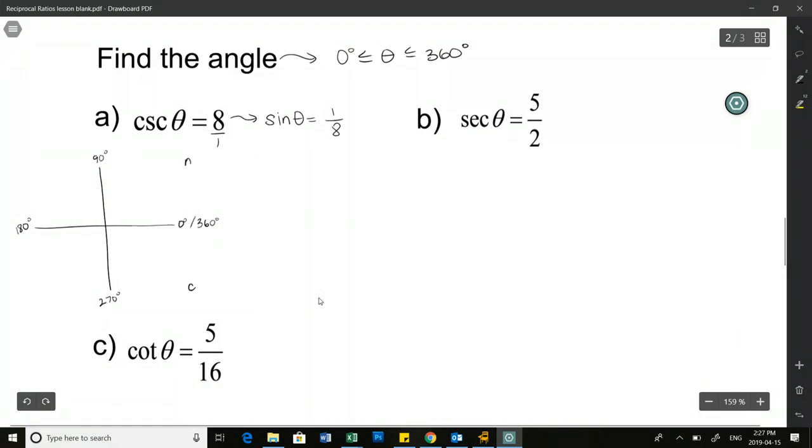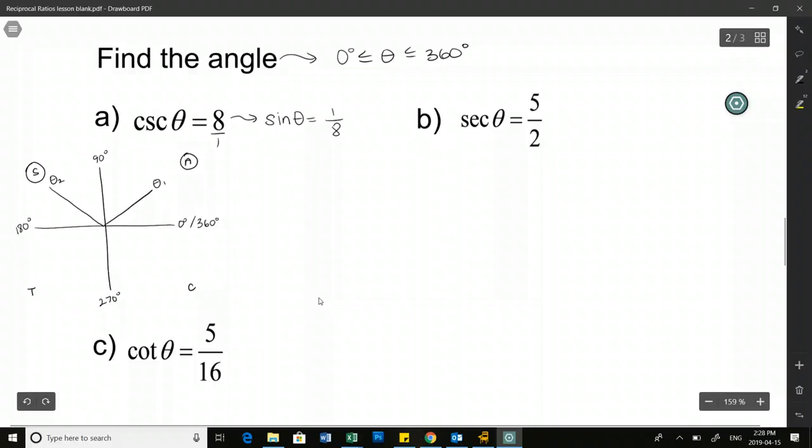Where could my possible angles be? Elise? In quadrant 1 or 2. Yep, in quadrant 1 or quadrant 2, in the All quadrant and in the Sine quadrant. So let's call this one our theta 1, and this one can be called our second option for theta, or theta 2.